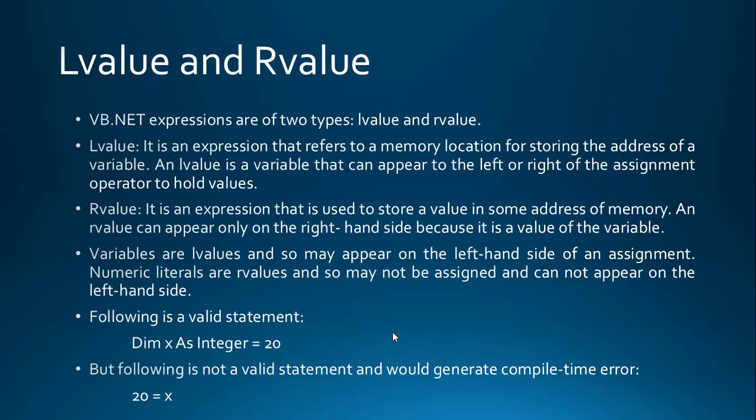So let's have a look at the following example. Consider this statement: Dim x As Integer. So we have declared a variable x as integer and then initialize it to 20. So on the left hand side, if it is a variable, then you can place it on the left hand side. Alright, so Dim x As Integer equal to 20, on the left hand side of this equal to operator, or assignment operator.